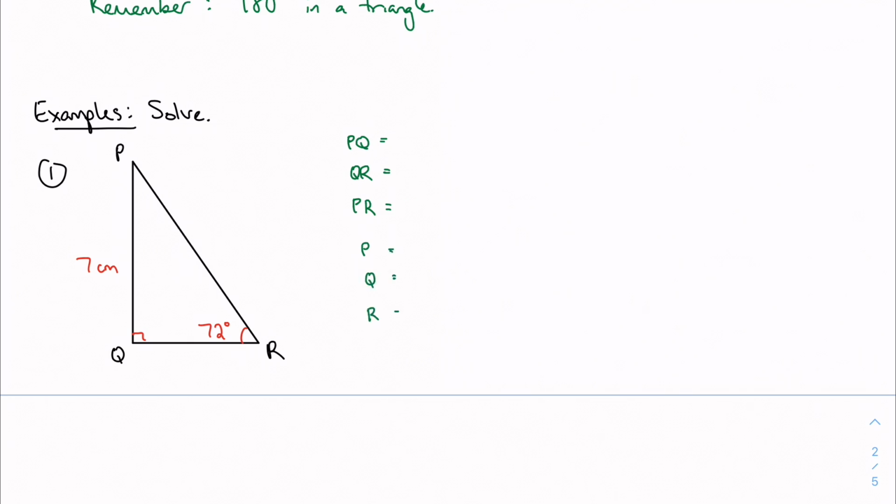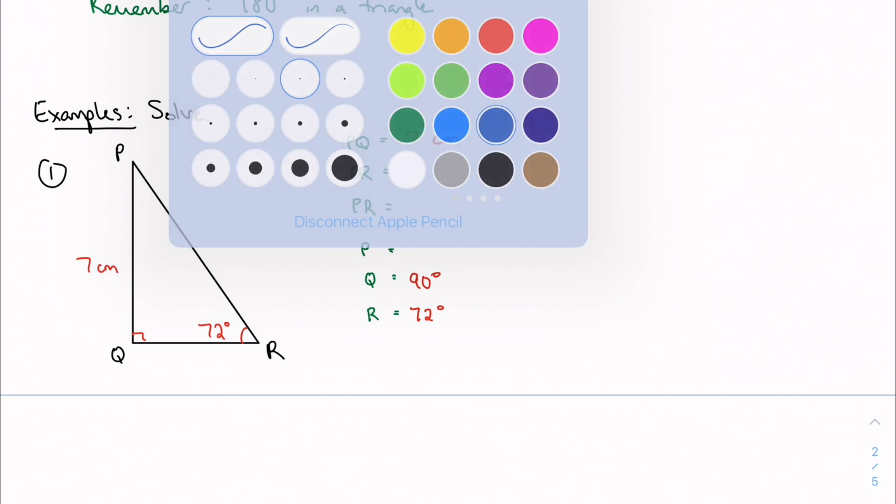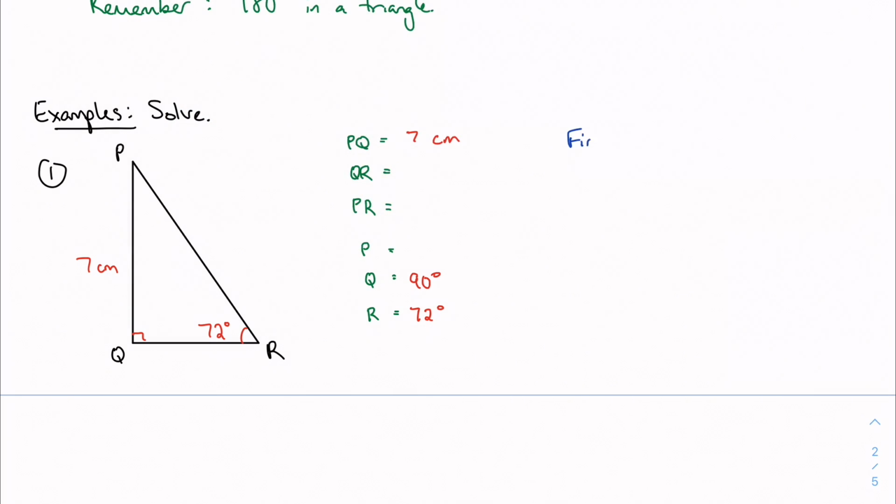Okay. Well, we know a few pieces of this already. We know that PQ is 7 centimeters. We know that angle Q is 90 degrees because it's a right triangle. We know that angle R is 72 degrees. I just need to find the other three pieces. Well, let's start with the easiest one to find. The easiest thing to start with is to find P.